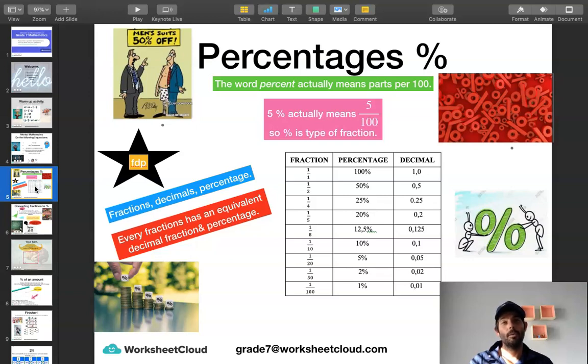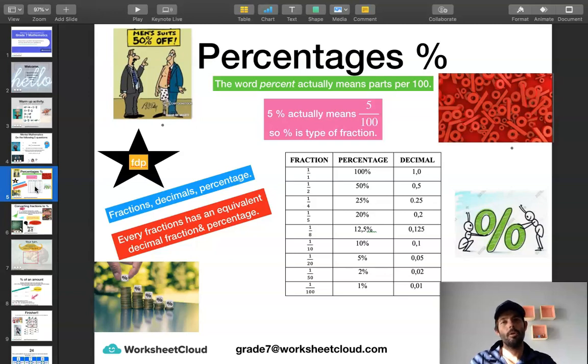So percentage is therefore a type of fraction. So each fraction has an equivalent decimal, has an equivalent percentage. So you can see I've written there FDP, which is fractions, decimals, percentages. And in red is the statement I've just made about every fraction having an equivalent decimal or percentage. So the table you can see on your screen are some fractions, percentages, and decimals that I think you should already know. You should know that a whole is 100% and the decimal is 1.0.